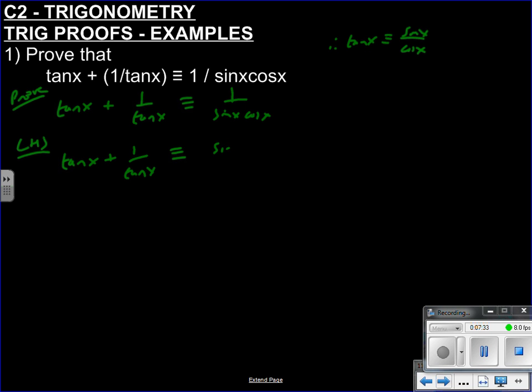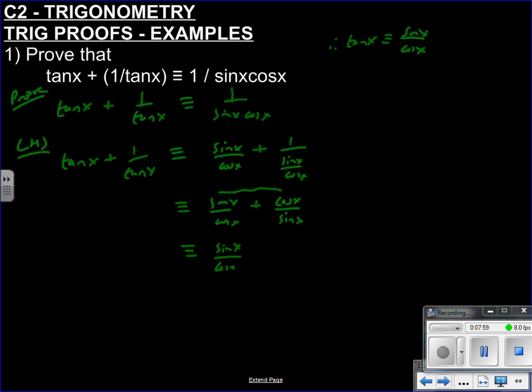So tan x is sine x over cos x, isn't it? Plus 1 over tan x, which is sine x over cos x, which is always equals to sine x over cos x plus, well, 1 over sine x over cos x is the same as cos x over sine x. How can I put these two things together? Well, I need their denominators to be the same.